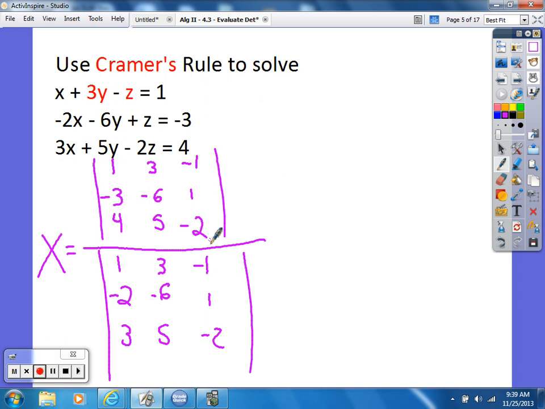Now, I told you you get to use a calculator for 3 by 3s, right? I'm not kidding. If you're a guy, please find the determinant of the top. If you are a girl, please find the determinant of the bottom.